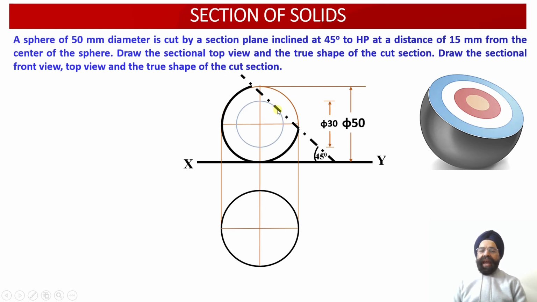So now having obtained this cut section, we can see that this is the remainder portion of the solid which is left behind. Now we can check this portion of the cut section we have been able to obtain on the top surface of the sphere.